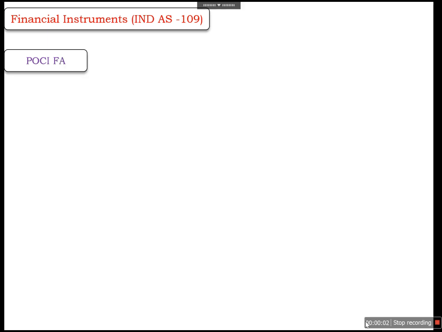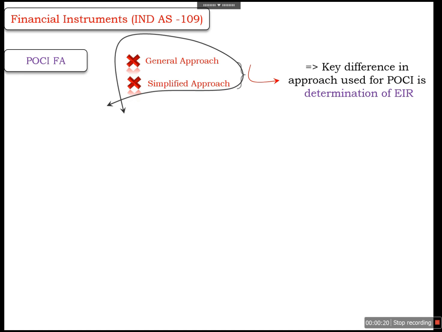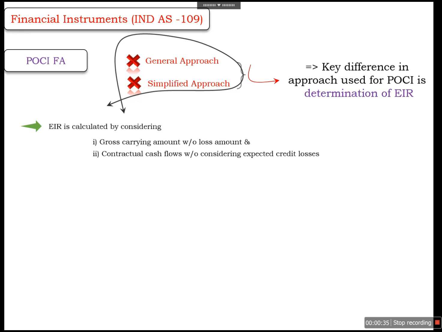For ECL determination in respect of POCI financial assets, neither the general approach nor the simplified approach is used. The key difference between the approach used for POCI ECL calculation versus the general and simplified approaches is the determination of the EIR method. In the case of the general approach and simplified approach, EIR is calculated by considering the gross carrying amount without loss allowance and contractual cash flows without considering the expected credit losses. Similarly, interest is typically calculated by applying EIR to the gross carrying amount of the asset.